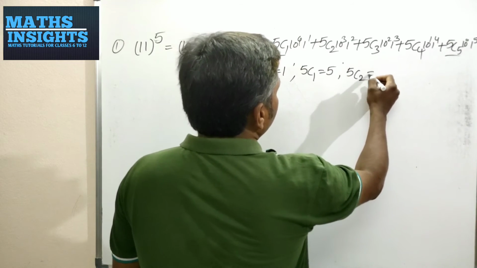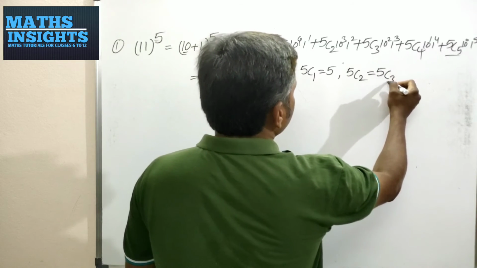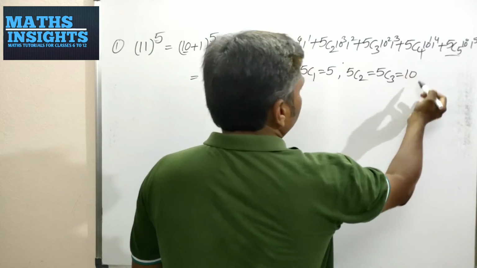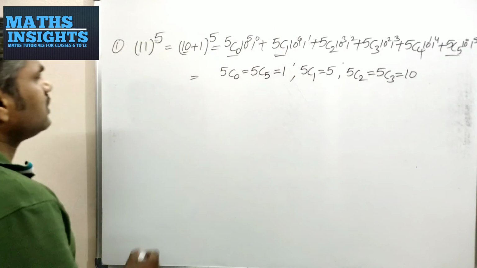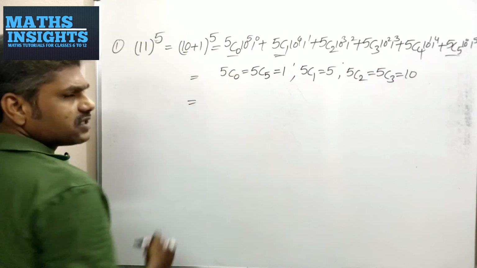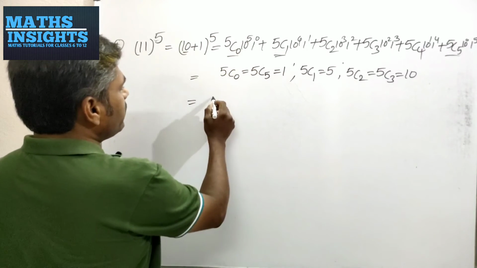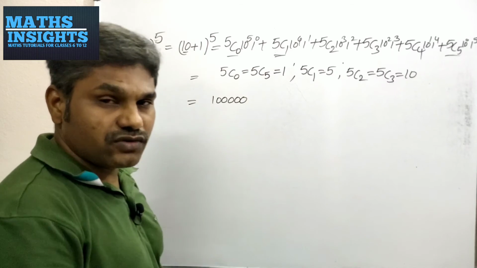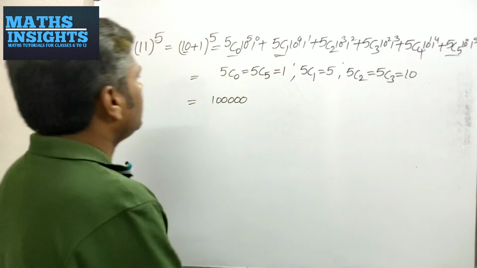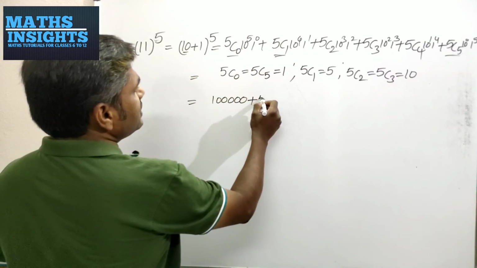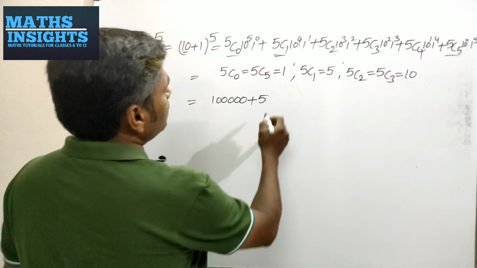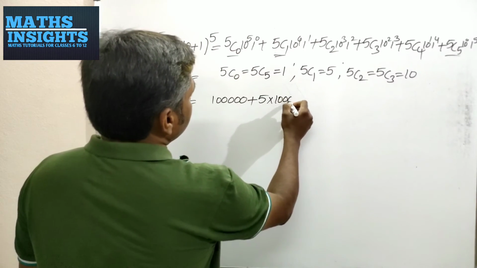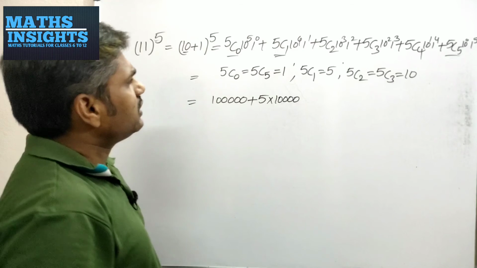Similarly, you calculated already 5C2, 5C3 values are 10. Now 5C0 is 1, therefore 10 power 5. So after writing 1, you have to write 5 zeros, which is equal to 1 lakh, and 1 power 0 is 1. 5C1 is 5, 10 power 4 means this is 10,000, and 1 power 1 is 1.